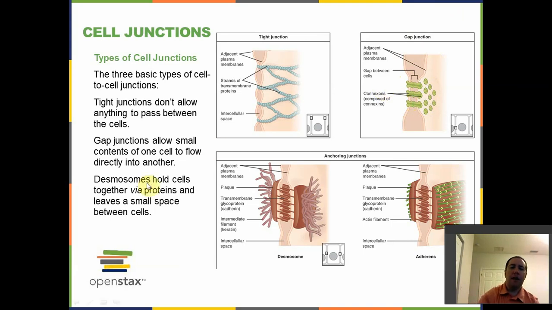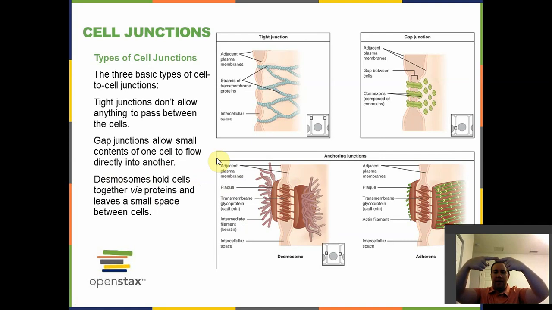The third type is called a desmosome or an anchoring junction. Those are two terms for the same thing. So in these situations, the cells are held together by proteins. And so what we see is one cell puts out a protein, another cell puts out a different protein, and if they come together and they touch, they link together, and they're holding those cells together.